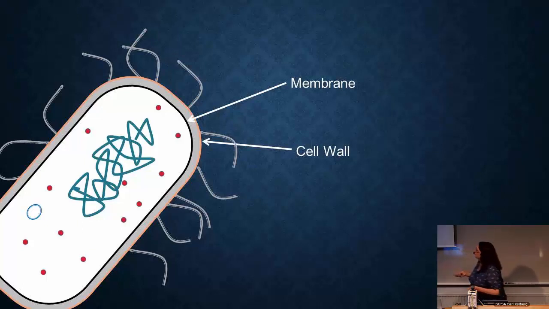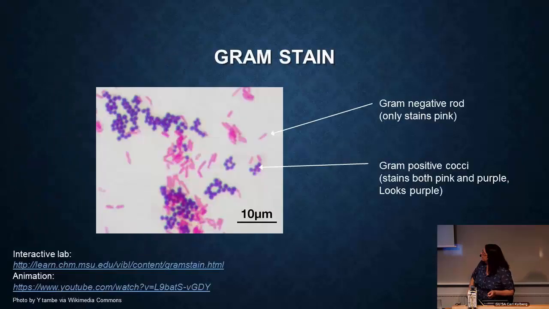Okay, so the next thing is the membrane I've described. There's also something called a cell wall. And in bacteria, there are two kinds of cell walls. And the reason why we know this is something called the Gram stain.